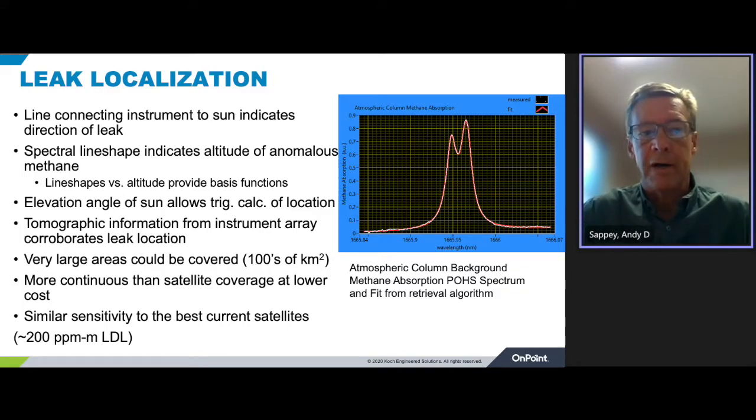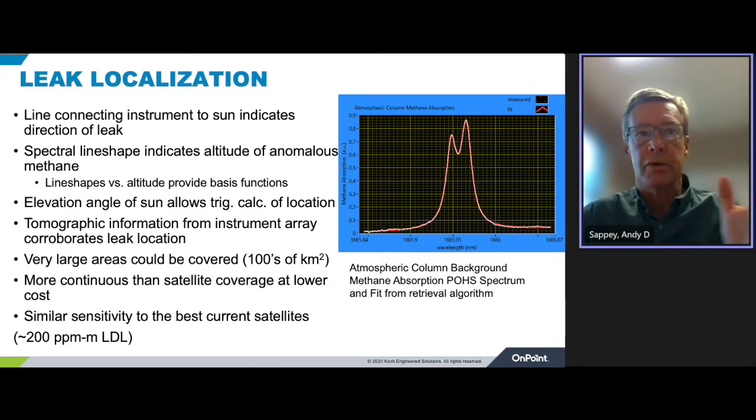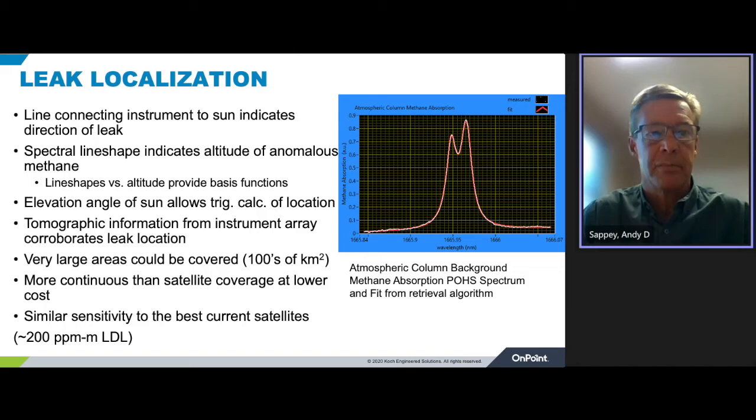So we need a way to find the leak. As I mentioned, the leak is indicated by excess absorption. The direction of the leak is indicated by whatever direction the instrument is pointing towards the sun when we detect that extra methane. And then the spectral line shape basically tells you what altitude that extra methane is at. And then you can do a simple calculation using the elevation angle of the sun as well as the direction, and that simple trig calculation allows you to calculate where the leak is actually located.